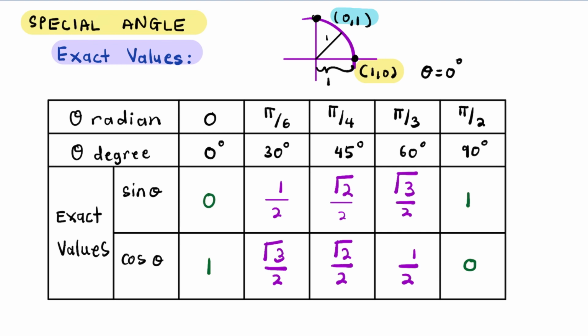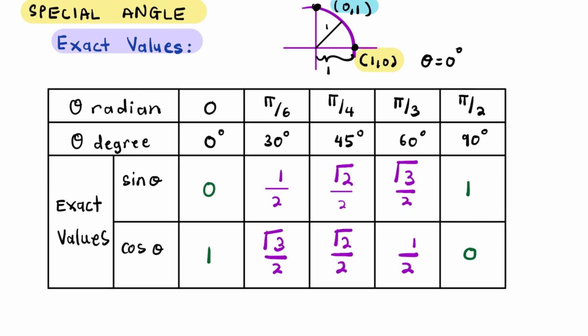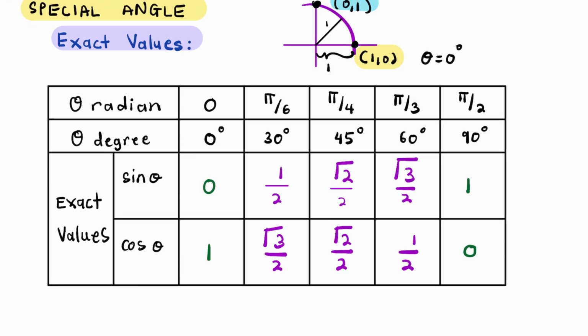Now these exact values can be found with your calculator. But for those with an old version of calculator, you will get a decimal value, so you cannot get the exact value with square root 3, square root 2, and so on. So you need to do it one by one, which means you have to memorize.